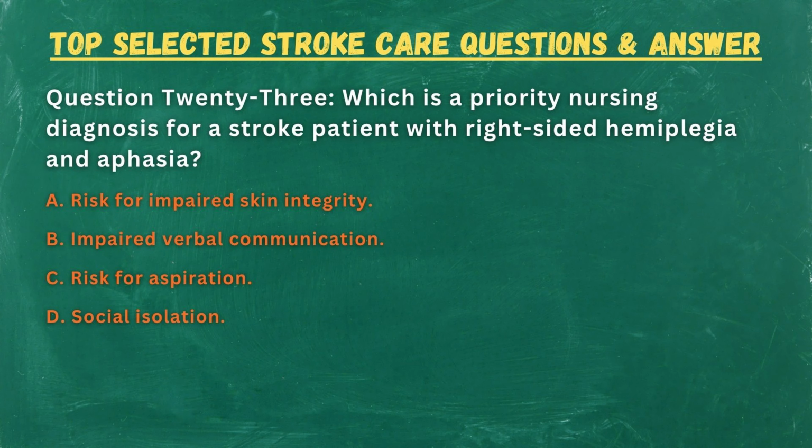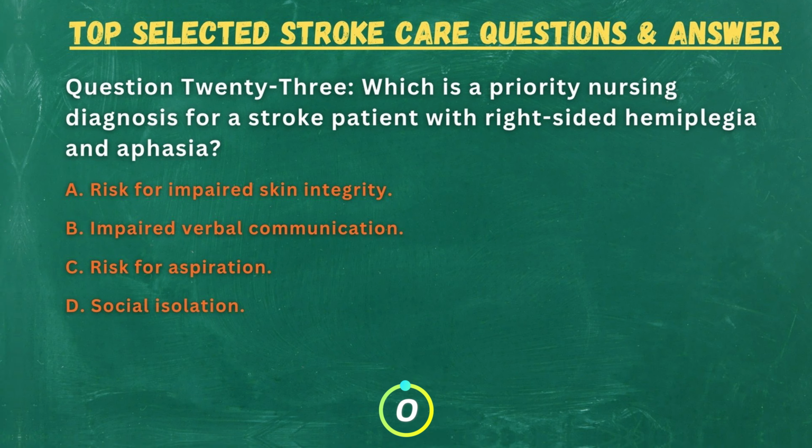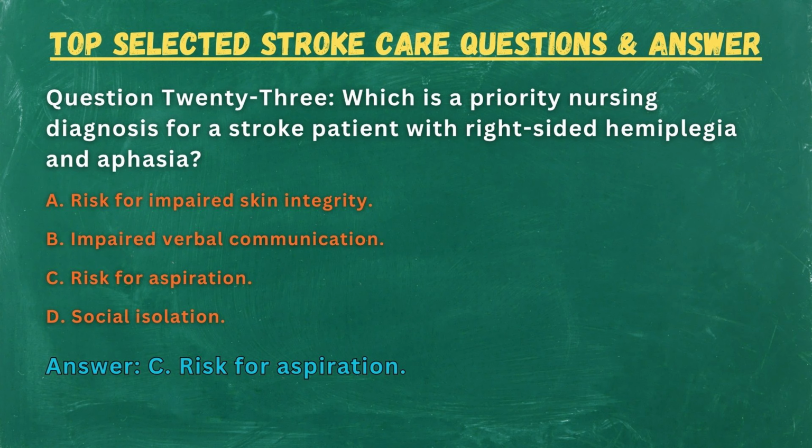Question 23. Which is a priority nursing diagnosis for a stroke patient with right-sided hemiplegia and aphasia? A. Risk for impaired skin integrity. B. Impaired verbal communication. C. Risk for aspiration. D. Social isolation. Answer: C. Risk for aspiration.